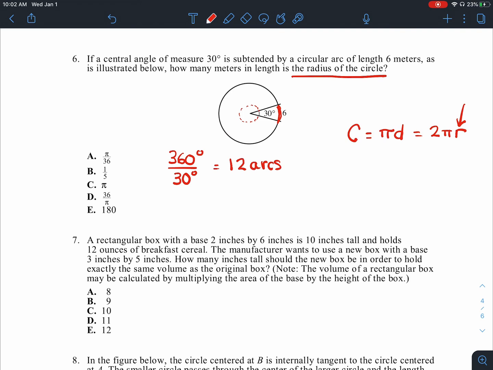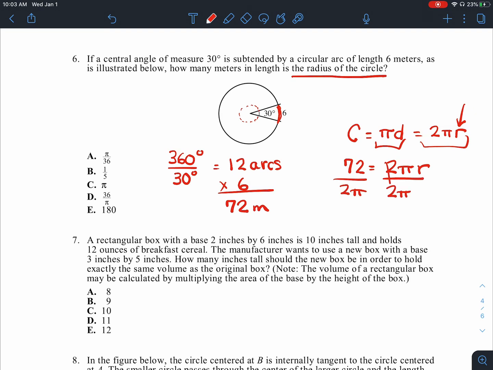So if we can get 12 of these arcs, and they're 6 meters each, that means the circumference is going to be 72 meters. So if I plug 72 into this formula, and you can use whichever version of these two formulas you want, it doesn't matter which one here, I'm going to go ahead and solve this for the radius. So I'm going to divide both sides by 2 pi. And then it looks like we can reduce 72 divided by 2. That reduces to 36, but I still have the pi symbol in the denominator. You can see that matches with letter D.